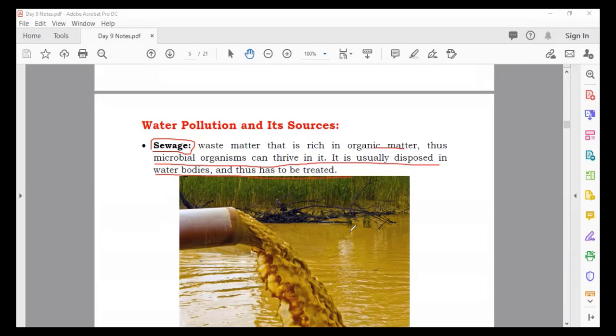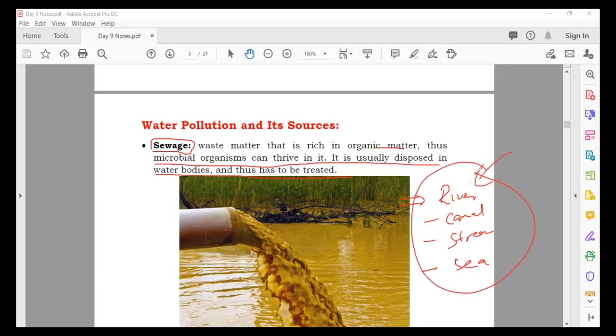Now, this is normally a common practice in all less developed countries. This sewage water they will directly put in the river, or in a nearby canal or stream, or if there is a sea near it, they will just put it inside that. So these are things you should take care of.